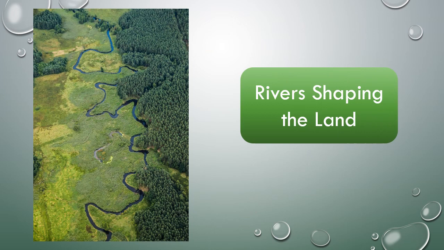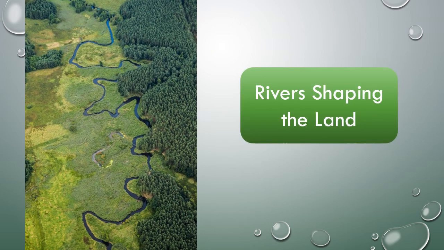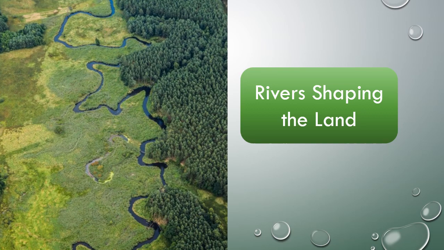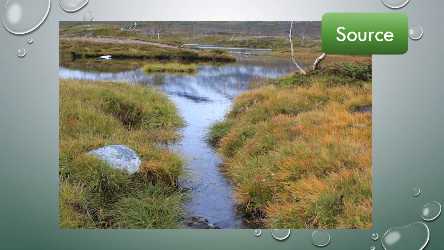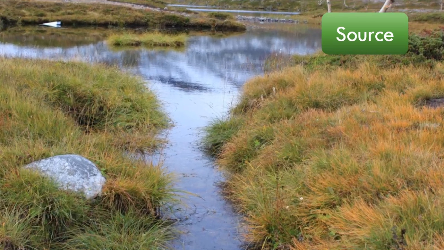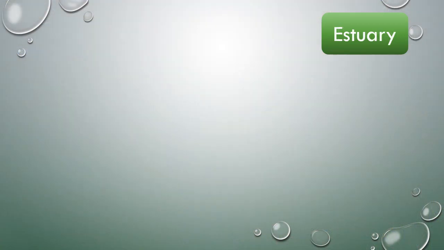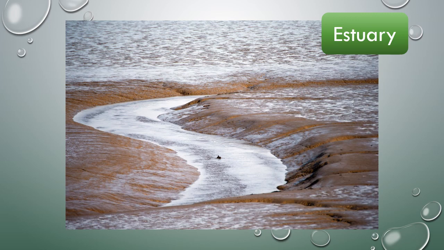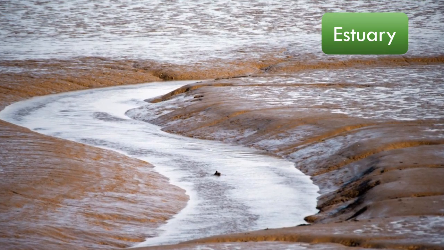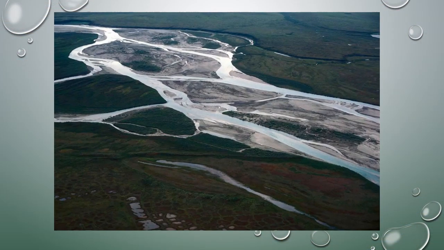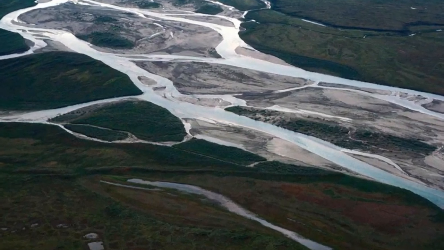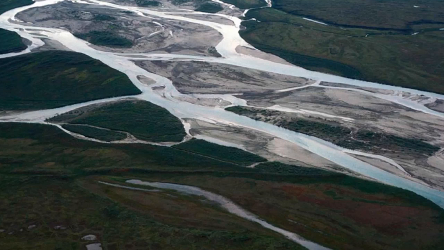In this video, we will find out how rivers can change the shape of the land. The start of a river begins high up a hill or mountain. This is known as the source. The source is usually rainwater or snow rushing downhill. Eventually, the river will flow into the sea at a point called an estuary. On its journey from source to sea, the river can twist and turn, slowly changing the landscape.